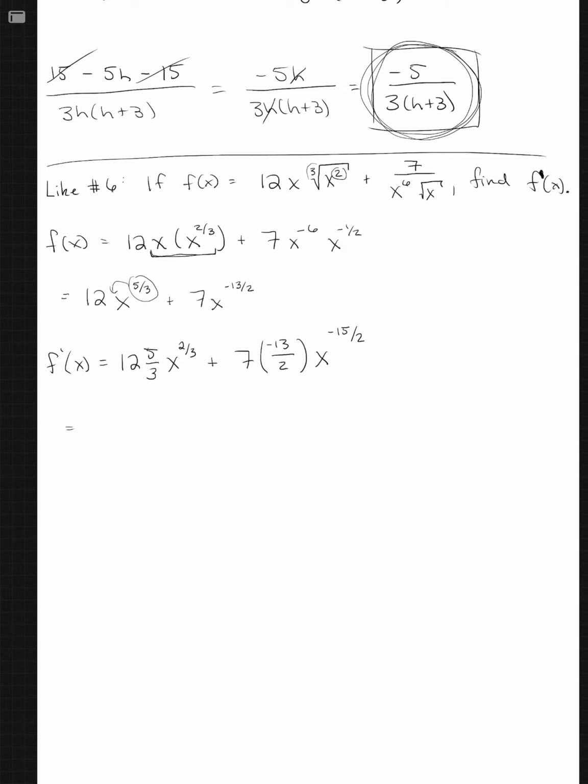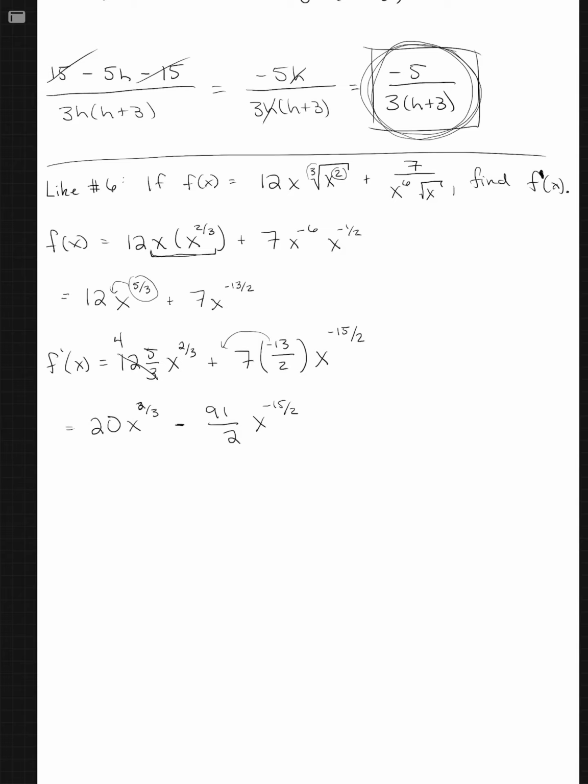All right, so the 12 and the 3 cancel out to make a 4. So we get 20x to the 2/3 here, plus, whoops, it's going to wind up being minus, because that negative is going to get pulled out front. 7 times 13 is 91 over 2, x to the -15/2.